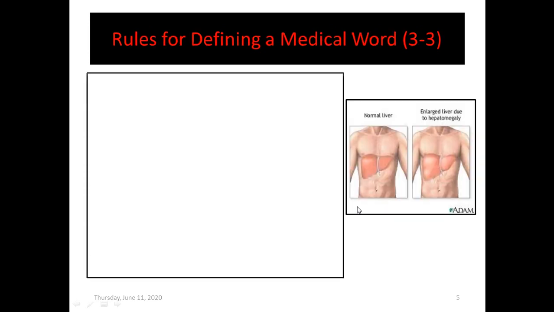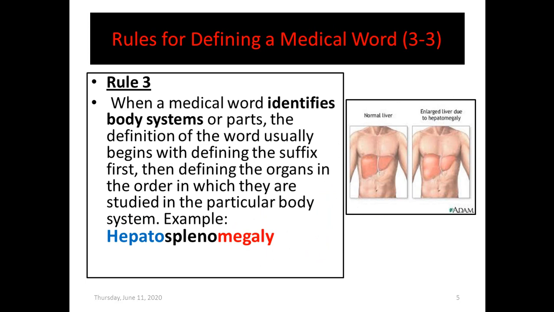Rule number 3. Here we have when a medical word identifies body systems or parts. The definition of the word usually begins with defining the suffix first, then defining the organs in the order in which they are studied in a particular body system. For example, hepatosplenomegaly or hepatomegaly. So we have first the suffix, megaly. This is the last part of the word, but it is the first part to be studied.